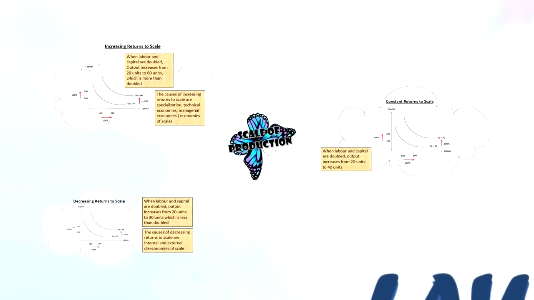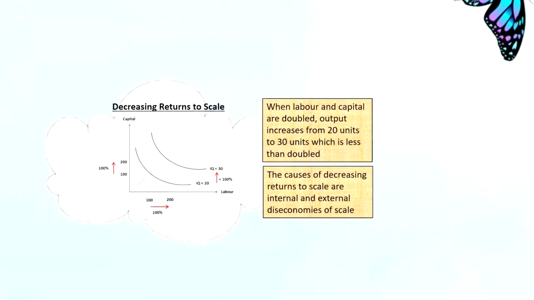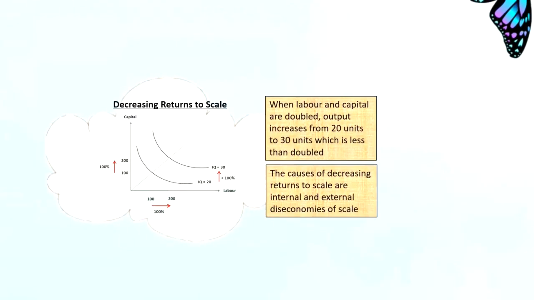So now we proceed to decreasing returns to scale. What is decreasing returns to scale? Decreasing returns to scale happen when all the factors of production are increased in a given proportion, and output would increase by a smaller proportion.